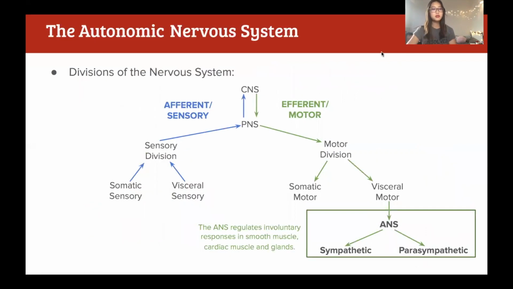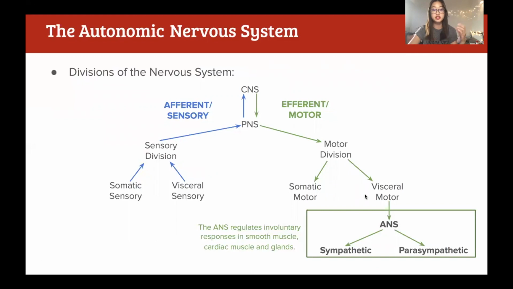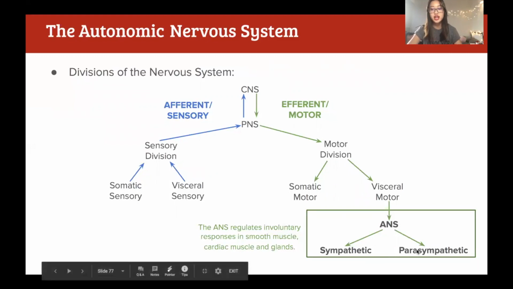Okay, and last but not least, divisions of the autonomic nervous system. So I've talked to you guys through ascending and descending pathways. But for descending, I think we've only touched on somatic motor pathways because those are the ones that let you do voluntary movements. But what about visceral motor pathways? Well, these are the ones that regulate involuntary responses in smooth muscles, cardiac muscles, and glands. So this would fall under your sympathetic and parasympathetic nervous systems.